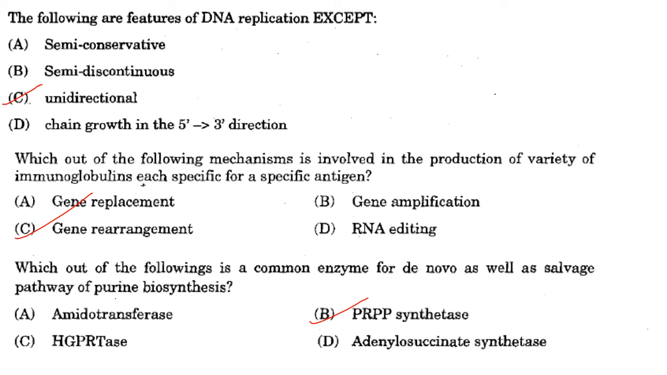Which of the following mechanisms is involved in the production of a variety of immunoglobulins, each specific for a specific antigen? So the answer is gene rearrangement. Answer is option C. Then next one. Which of the following is a common enzyme for de novo as well as salvage pathway of purine biosynthesis? It is PRPP synthetase. Answer is option B.